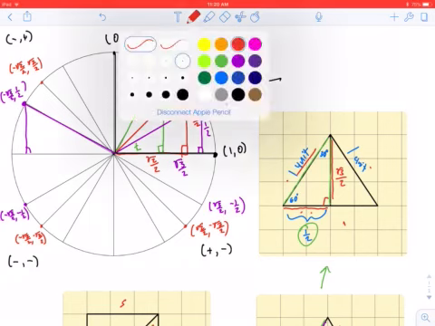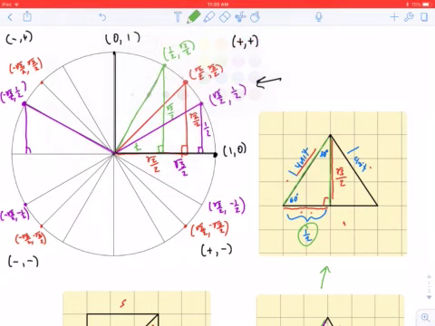And then finally, I'll put in the 60-degree angles. So quadrant number 2, we have a negative x value and a positive y value. Quadrant 3, they'll both be negative. And quadrant 4, the x will be positive, the y will be negative. So it's just a pattern.